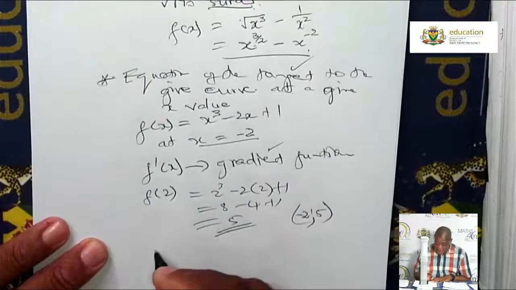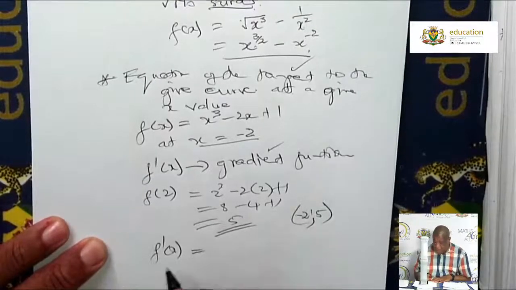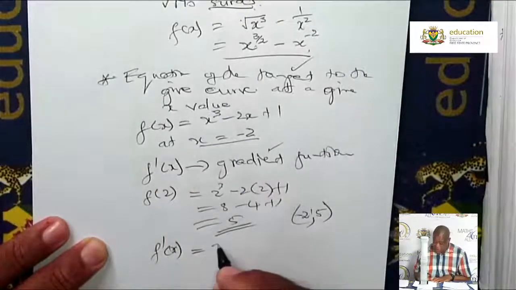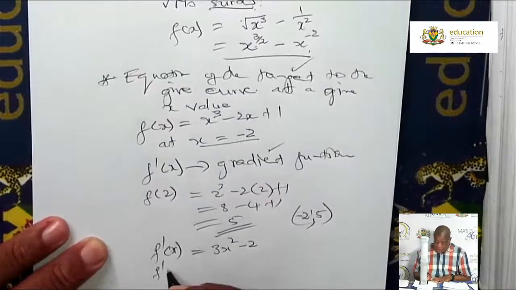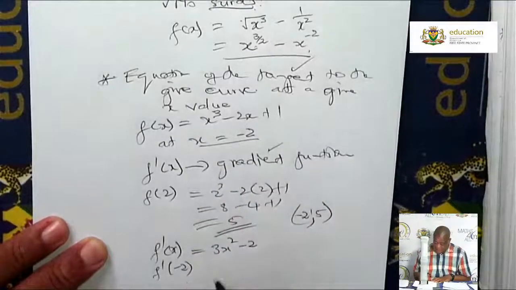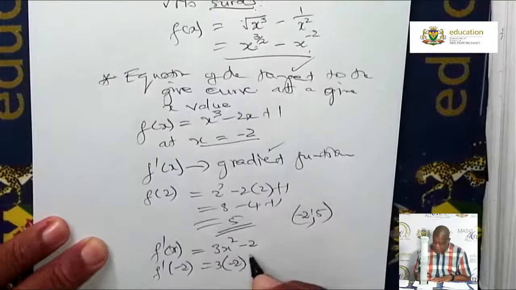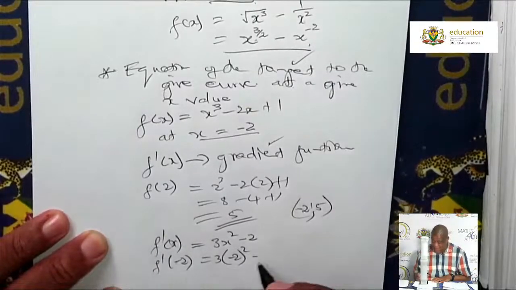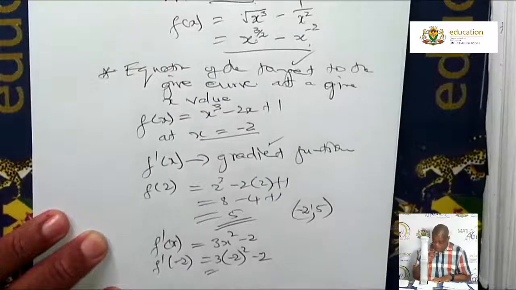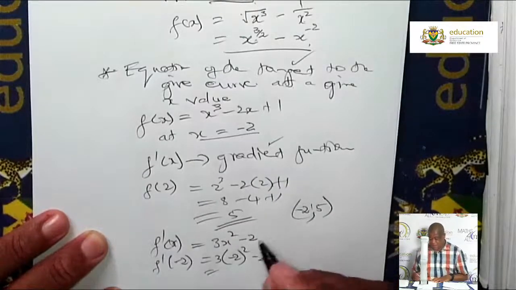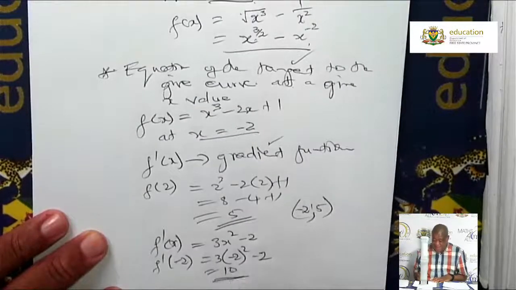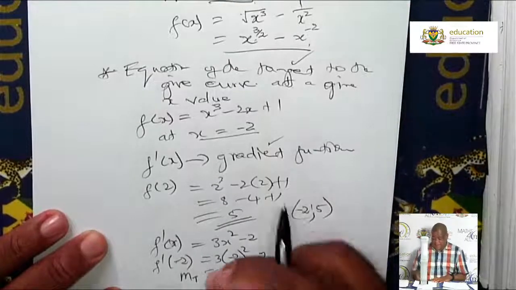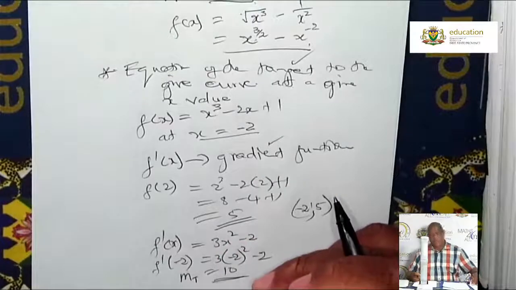To find the gradient, let's find the derivative of our function, which will then be 3x squared minus 2. Out of this, we find the derivative at that given x value, the derivative at minus 2, which will then give us 3 times minus 2 squared minus 2. This is 4 times 3 is 12, minus 2 is 10. This 10 that we are getting is actually the gradient of the tangent at that x equal to minus 2.